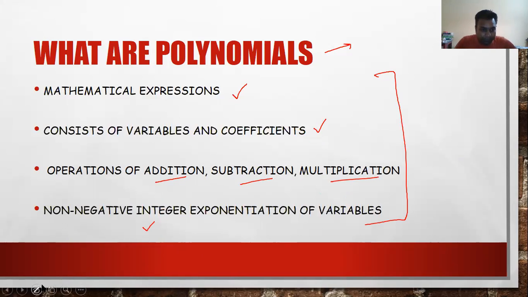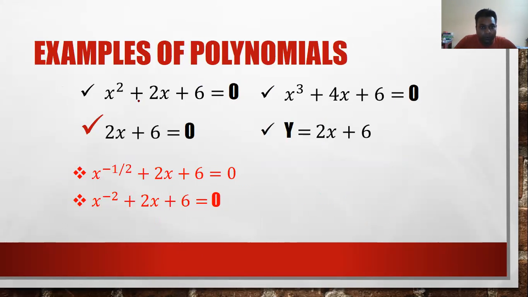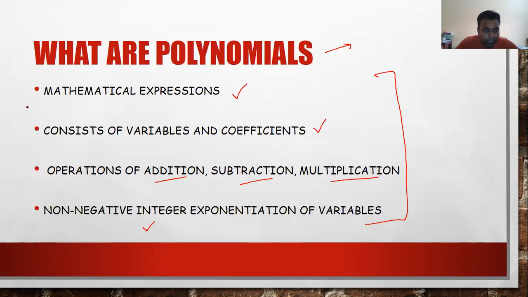So we'll try to understand this with the help of a few examples. Now I take this example: x square plus 2x plus 6 equal to 0. In another one we have x cube plus 4x plus 6 equal to 0. If I'm saying this is a polynomial and this is a polynomial, then the points that I have told you should be applicable in that particular expression also. We'll try to see whether these are applicable or not.